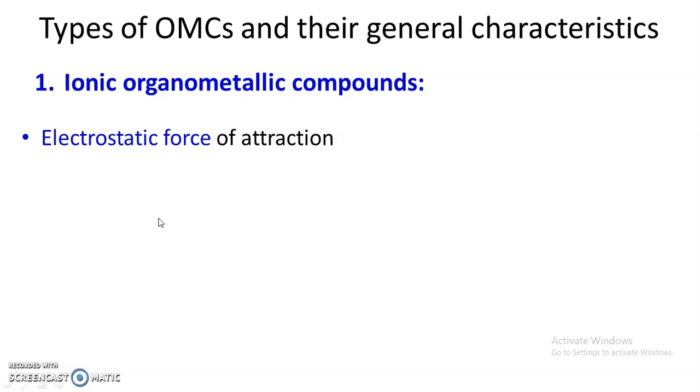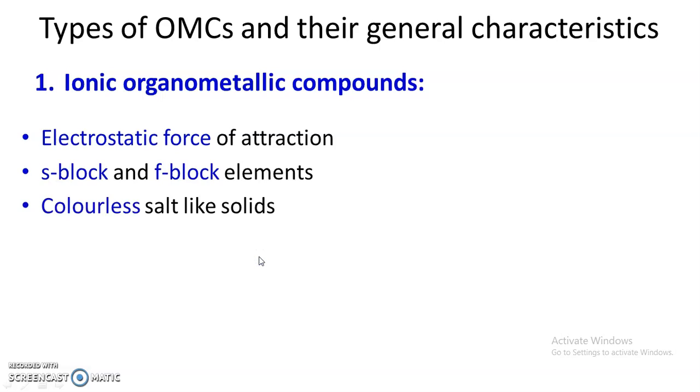Normally alkali metals, alkaline earth metals, lanthanides and actinides form these types of ionic organometallic compounds, because alkali metals and alkaline earth metals are highly electropositive, and lanthanides and actinides are also highly electropositive metals. That is, s block and f block elements are able to form ionic organometallic compounds.